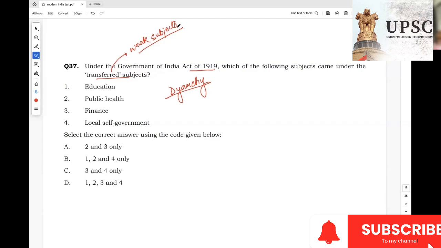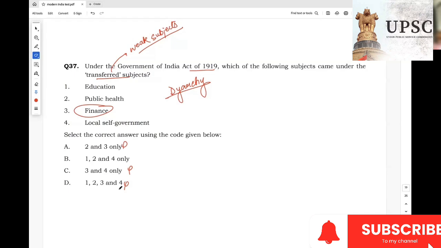Now, among these four subjects, the most important thing is to eliminate. Just think for a while: how can Britishers transfer finance to Indians without a case? Why would they give finance to Indians? No, they won't. That's why eliminate. Just use your common sense. If you're thinking, should I read the entire list of subjects? No. Have this common sense: how can Britishers give finance?